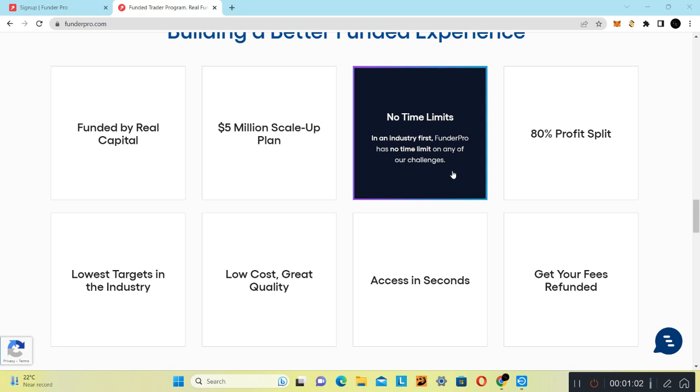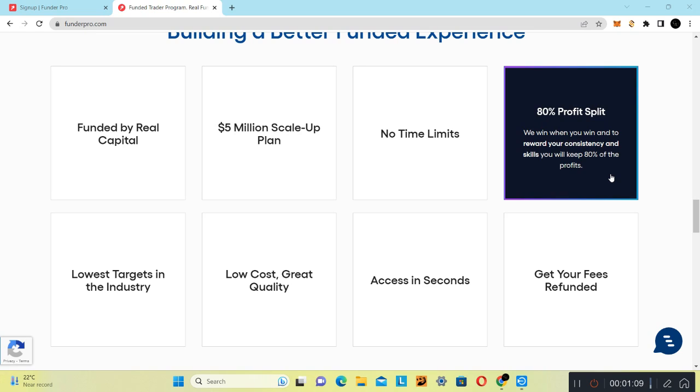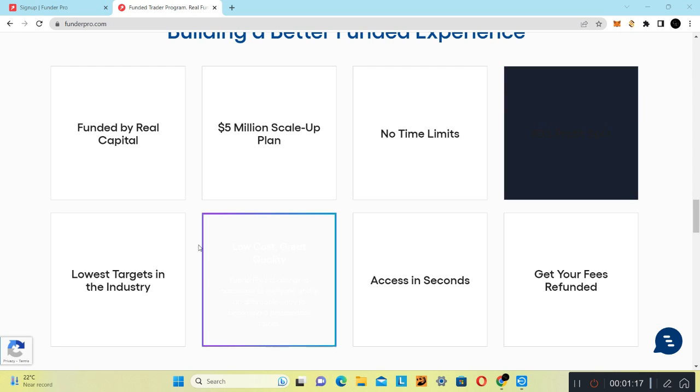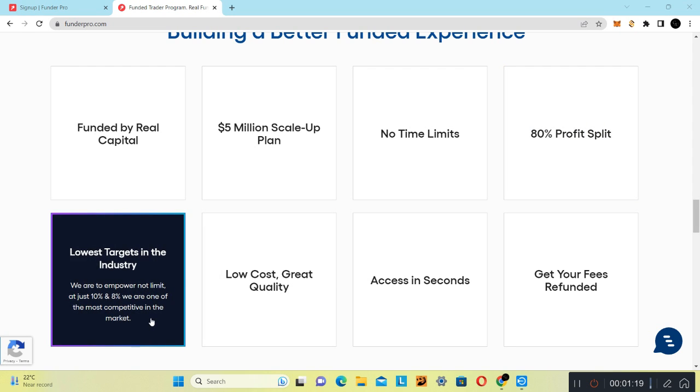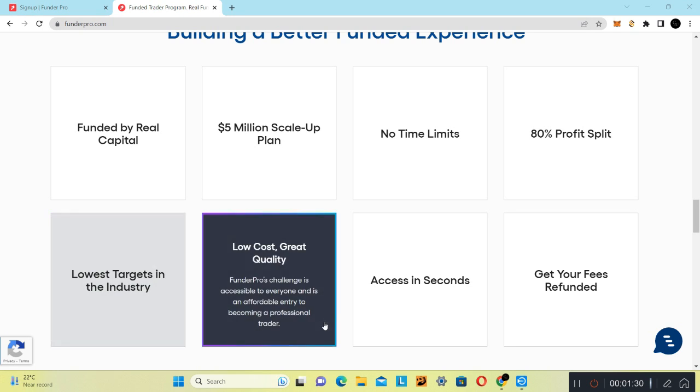No time limits in an industry first. FunderPro has no time limit on any of the challenges. 80% profit split. We win when you win. And to reward your consistency and skills, you will keep 80% of the profits. Lowest targets in the industry. Basically, FunderPro is to empower, not limit, at just 10% or 8%. We are one of the most competitive in the market. Low cost, great quality. FunderPro's challenge is accessible to everyone and is an affordable entry to becoming a professional trader.